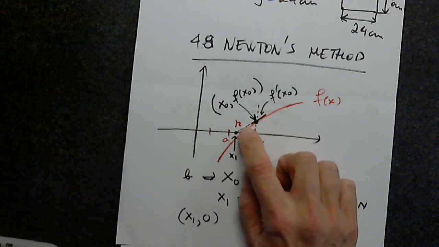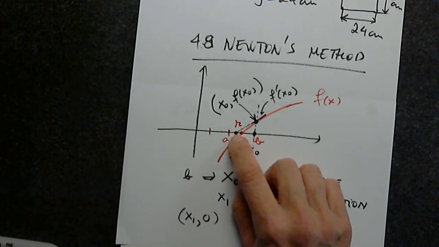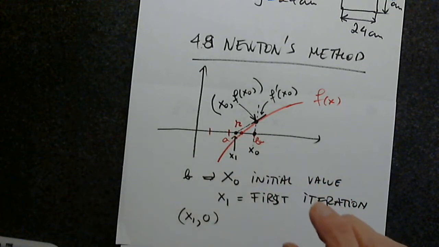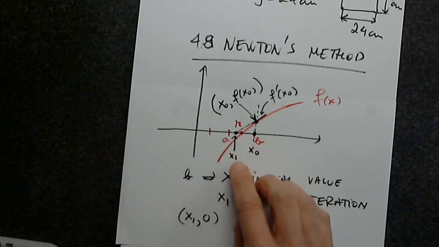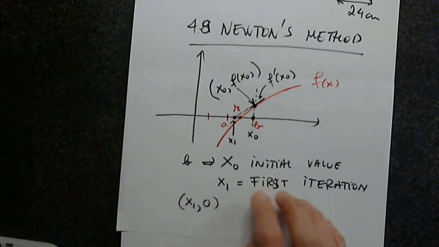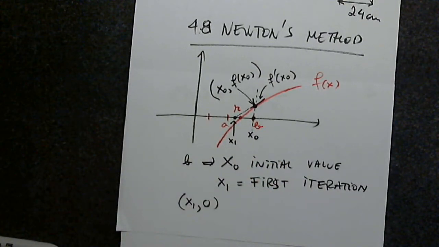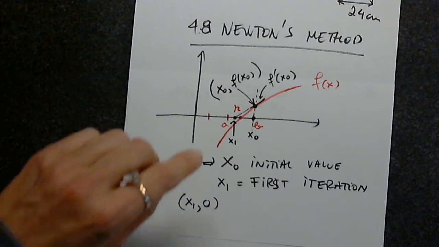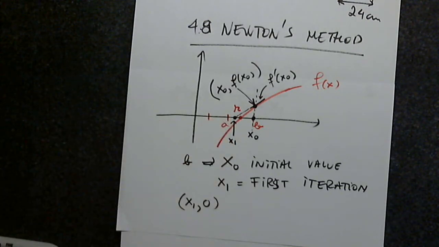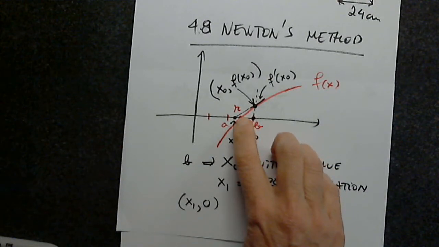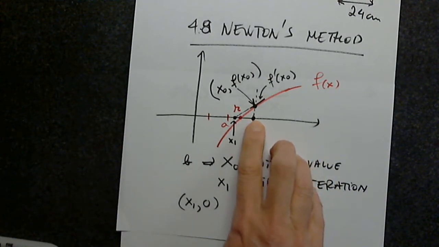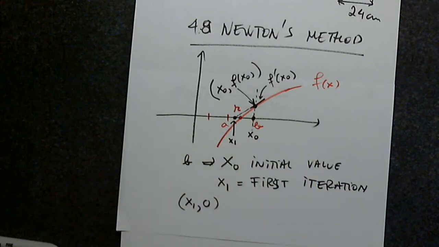I will extend the line till it hits the x-axis. I denote this point by x1 comma 0, x1 being the first iteration, meaning this, before I continue. Would you agree that according to the graph and to the method also, x1 is a much better approximation of the actual root than my starting point x0? That's the first result, the first step towards finding R.